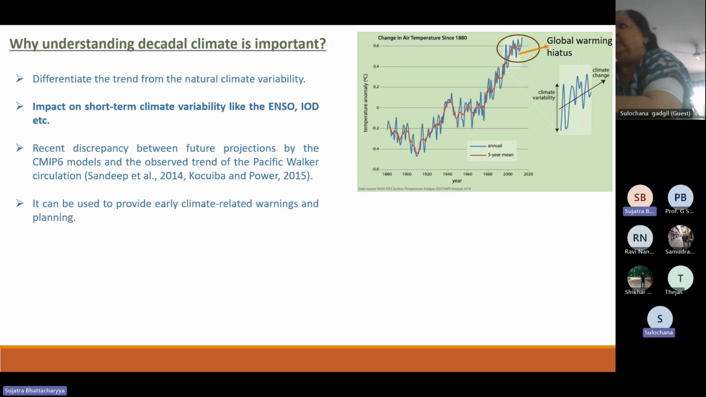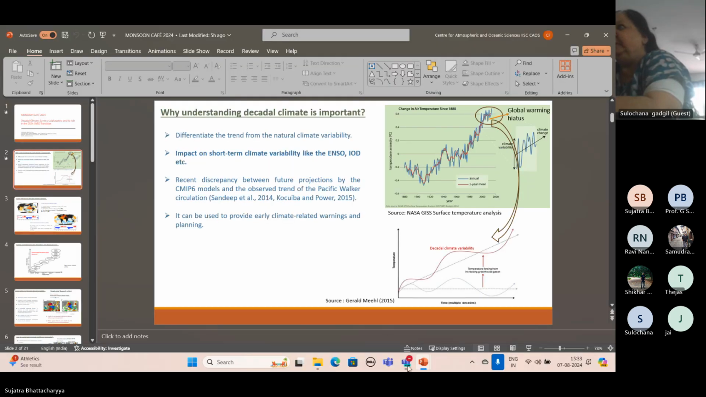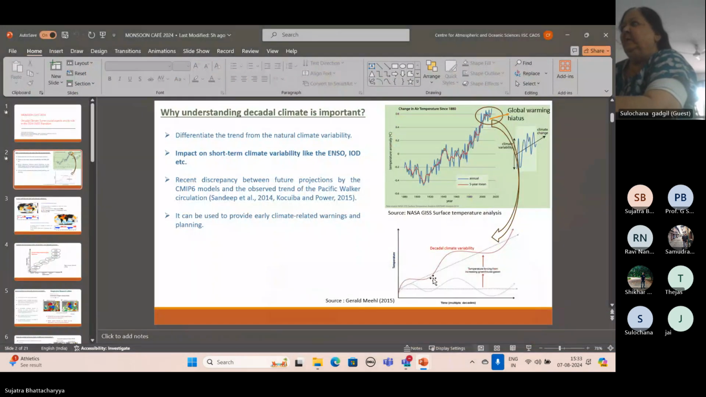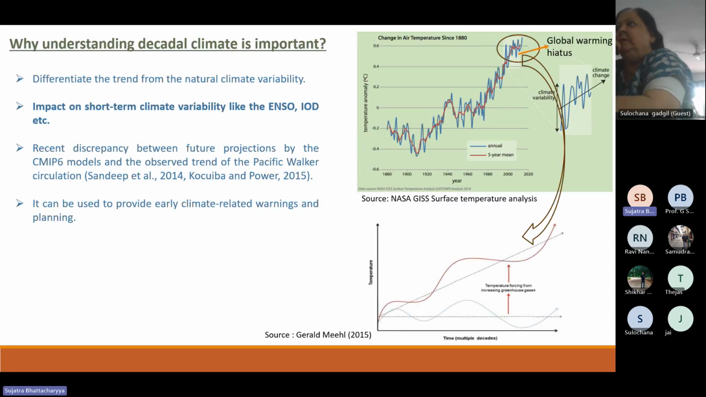We know that carbon dioxide and greenhouse gas emissions are increasing in the current scenario, but still there is some sort of halt. So we see that despite having increased greenhouse gases in the atmosphere, we are still having some sort of global warming hiatus. While a lot of literature has addressed different issues which can be responsible for this global warming hiatus, we can also understand this in terms of the natural climate variability, in addition to the greenhouse gases.